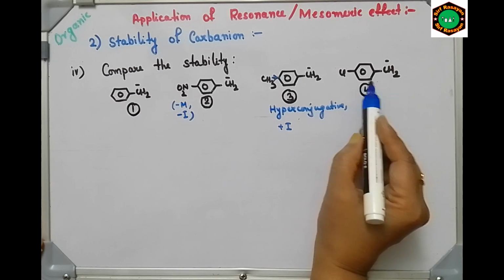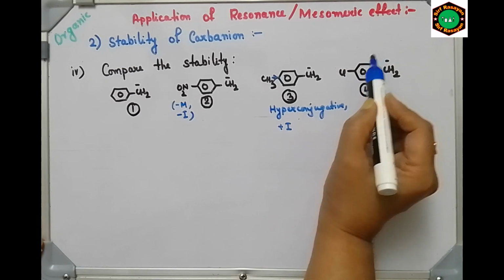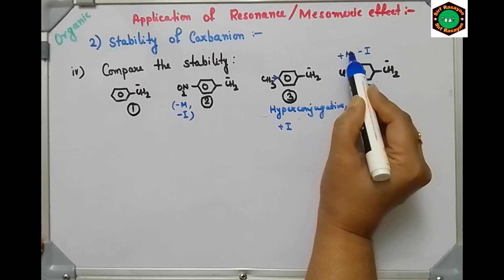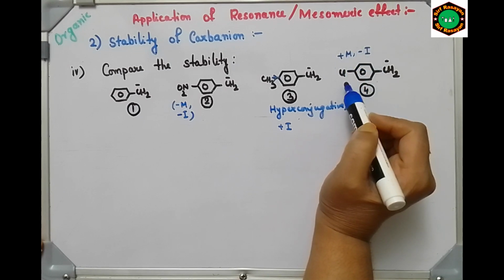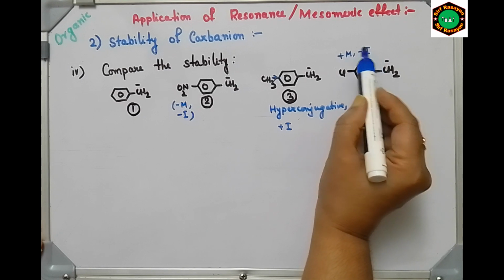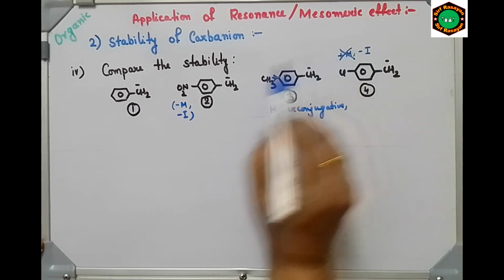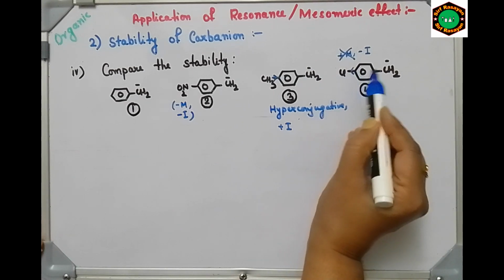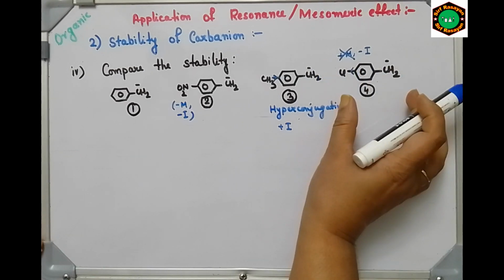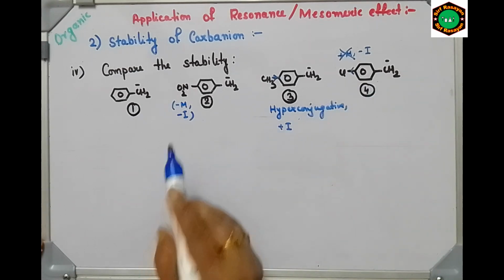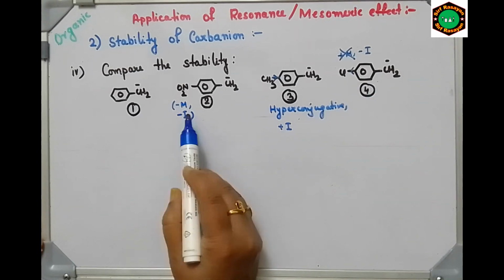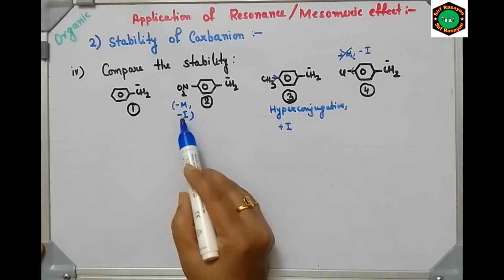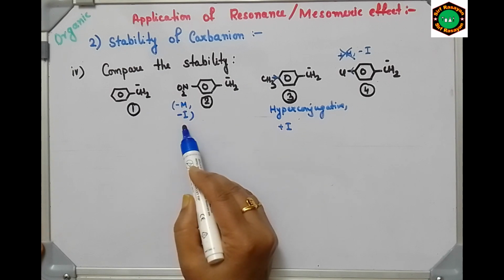What about Cl? Cl is having plus M effect and minus I effect. But here for halogens, minus I effect is dominating, plus M we don't need to consider. So due to minus I effect, it will withdraw electron density and the carbanion will be stabilized. So which one is more stabilized? This carbanion is more stabilized due to minus M, minus I. Both are electron withdrawing effects.